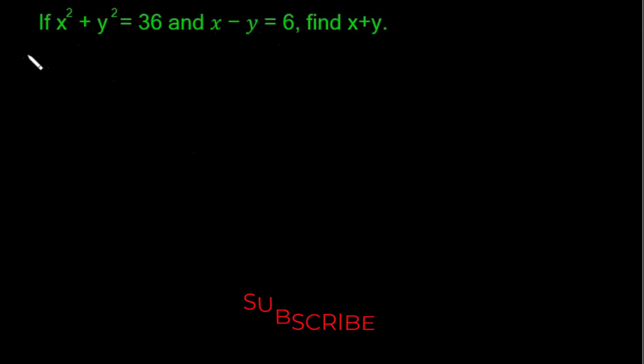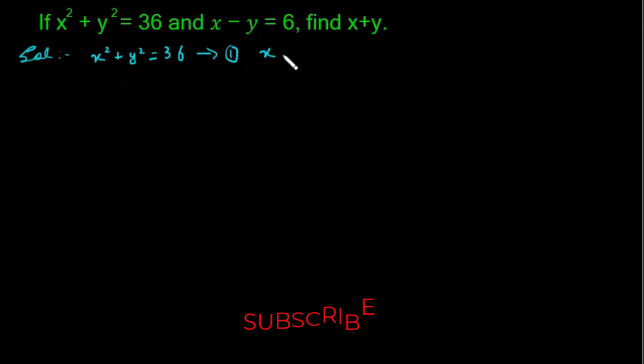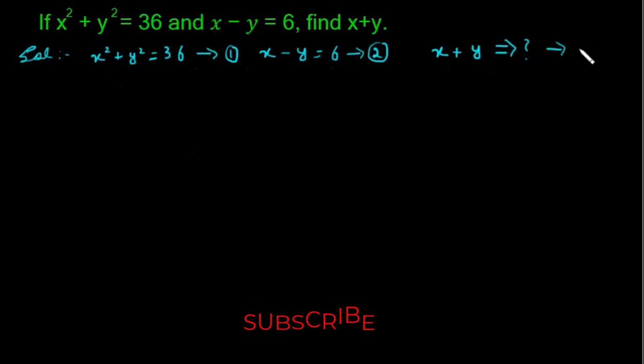In order to solve such a system of equations, we always take the approach that we first name these equations. First we will name this quadratic equation, x squared plus y squared is equal to 36, as equation 1. Then comes the linear equation, x minus y is equal to 6, and let it be named 2. Then we need to find x plus y, so x plus y is the required equation, and let it be named equation r.